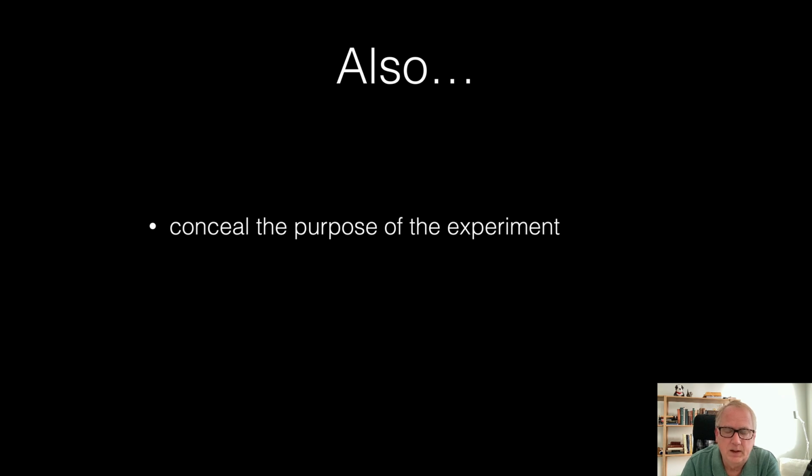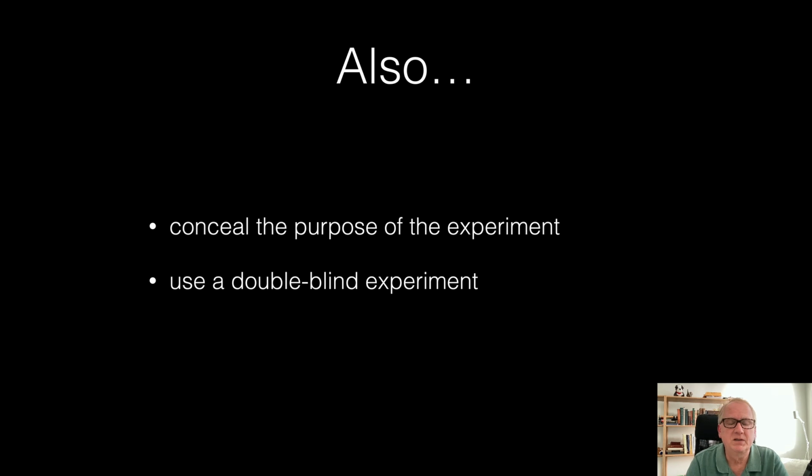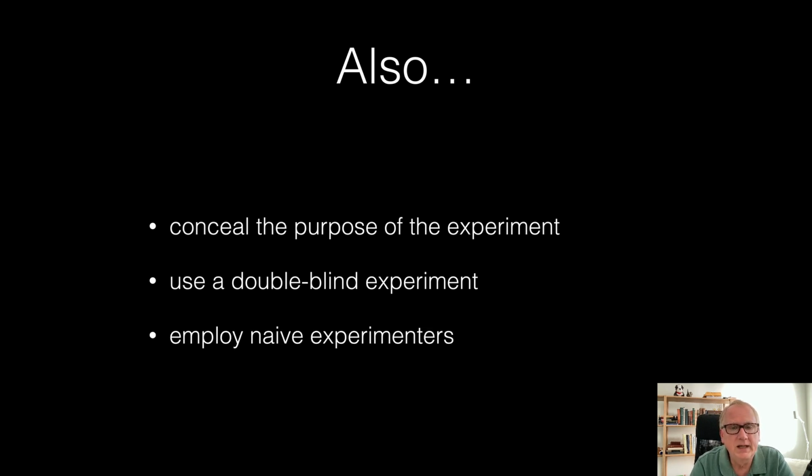So that could also then be concealing the purpose of the experiment from them, so they don't actually know until it's done with. Or you could use what's called a double-blind experiment, which is where you as the researcher don't know what condition they've been assigned to, so that you couldn't actually give them any cues about how they're supposed to respond. Or you could try to employ what are called naive experimenters. These would be research assistants whom you haven't actually told about the hypotheses. So when they're running the experiment, they can't act in a way that helps the experiment work out to the participants, because they don't actually even know what the hypotheses are.